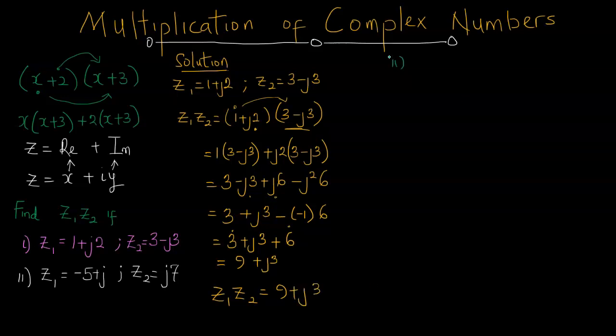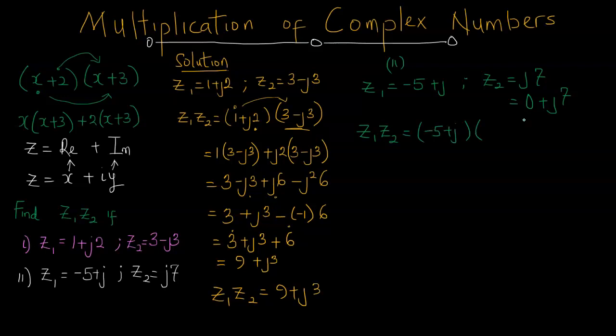The second one, we've got z1 equals negative 5 plus j, and z2 equals j7. And of course, we can write this as 0 plus j7 because j7 is just the imaginary part. What that tells us is that the real part is 0. So z1 z2, which is the product of z1 and z2, I'm just going to put z1 in parentheses, negative 5 plus j, and z2 in parentheses, that's 0 plus j7. And as usual, the first item here, negative 5, is going to multiply every item in the second parenthesis.